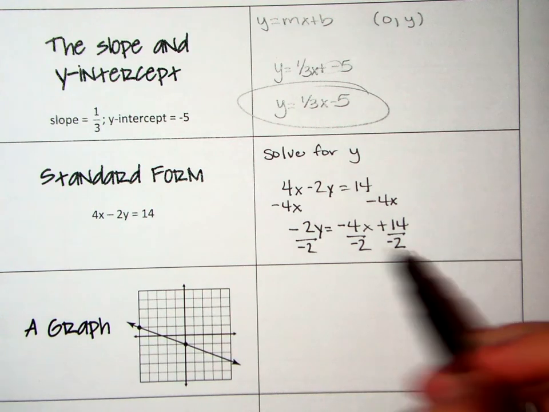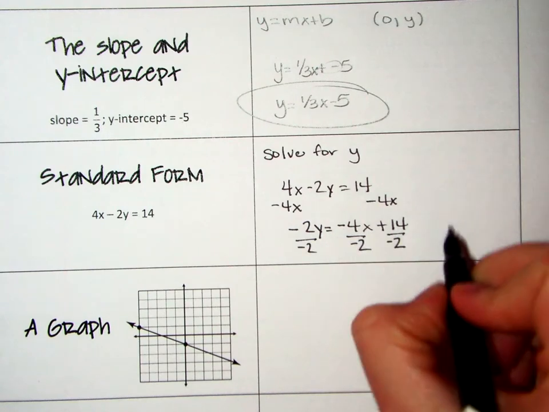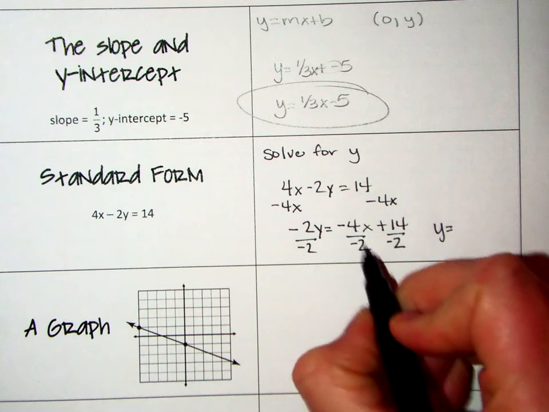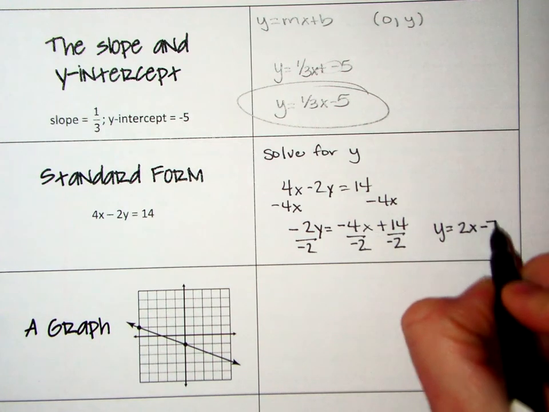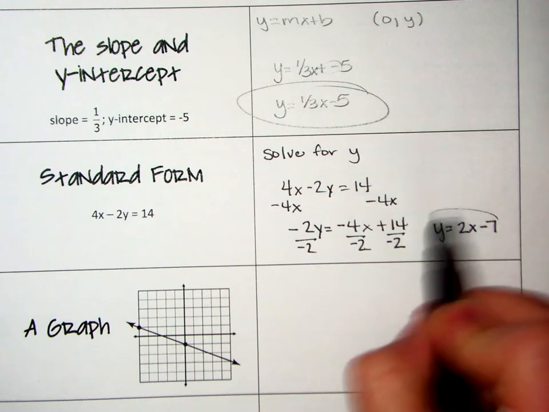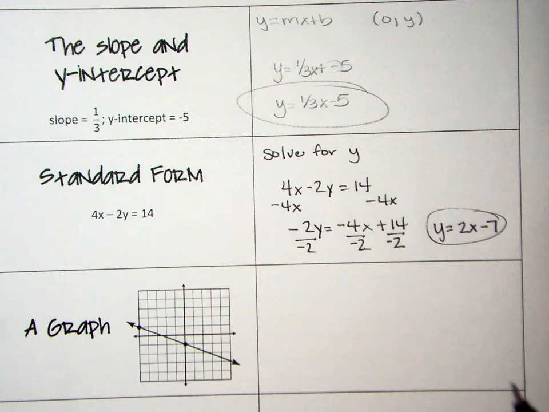Same things divided out, cancel each other out, so I get y equals -4 divided by -2 is 2x. 14 divided by -2 is a -7. There's my equation again. This is solving for a single variable. This allows you to understand the standard that is within the chapter, standard 1, one of the parts.